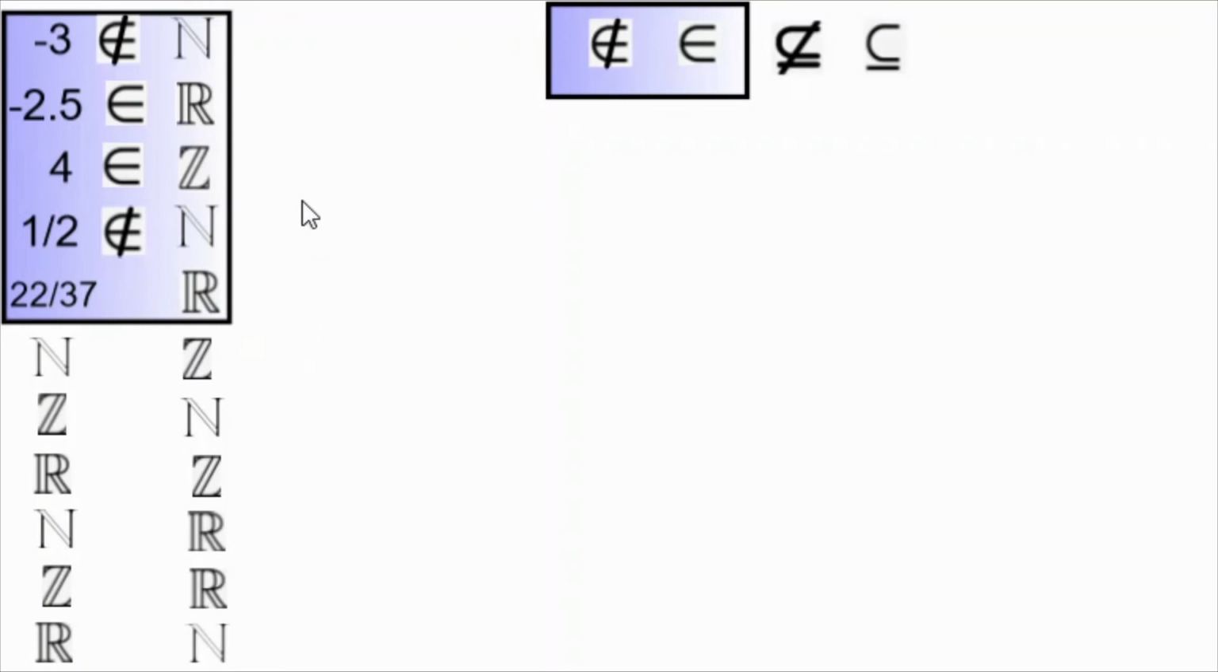And that gives us another little shortcut. Whenever the thing on the right is the real number symbol, and the thing on the left is an element, not a set, the answer is always going to be, yes, it is an element of. All elements are elements of real numbers.